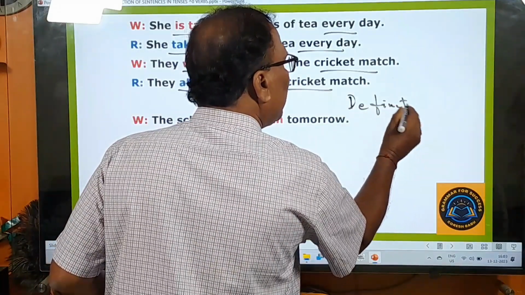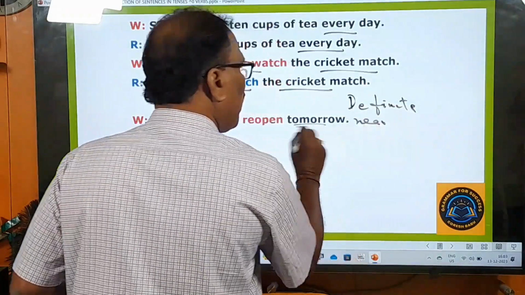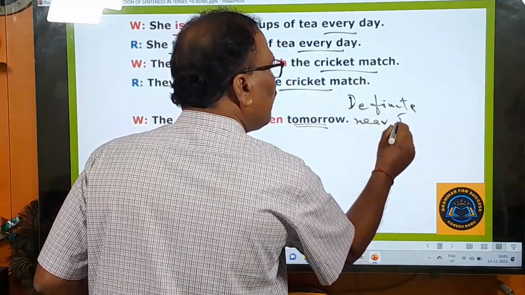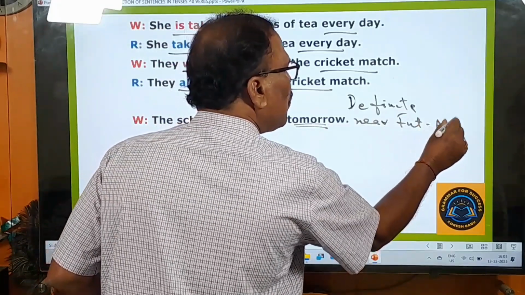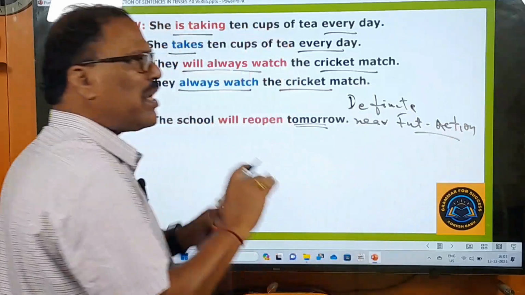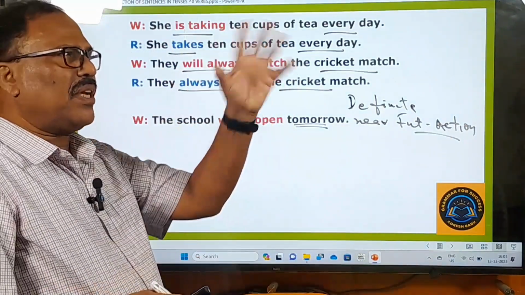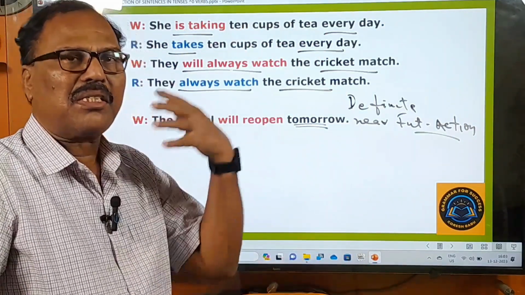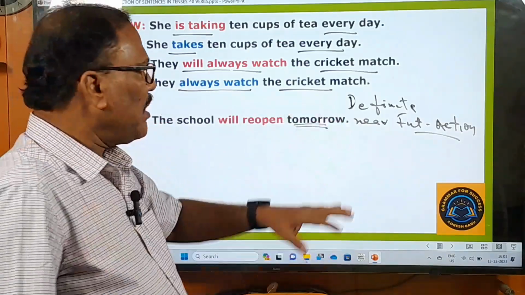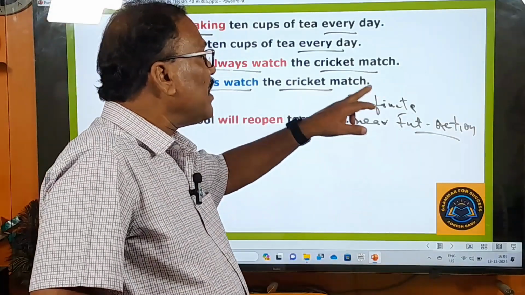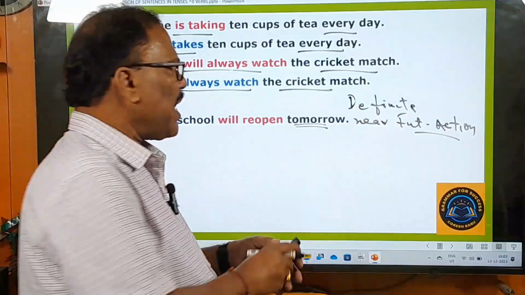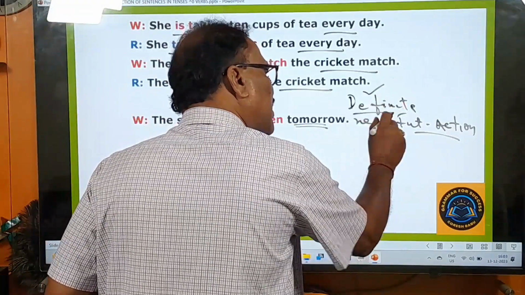Remember, it's a definite near future action; tomorrow only it is going to take place. To indicate general future actions, you generally use the simple future tense. But this is not a general future action, it's a definite near future action. Please look at these two things: definite and near future.